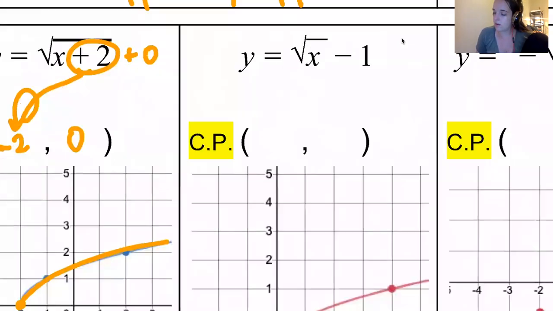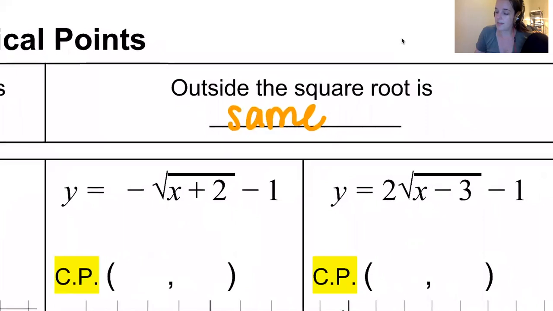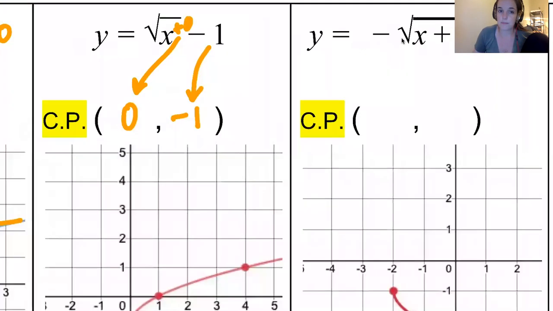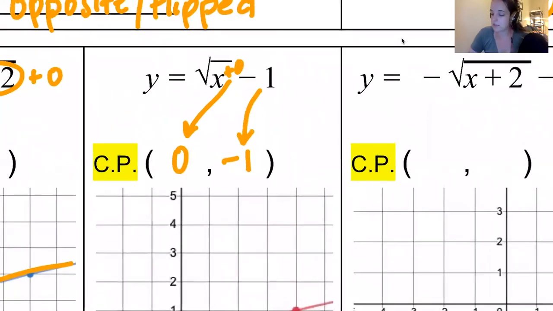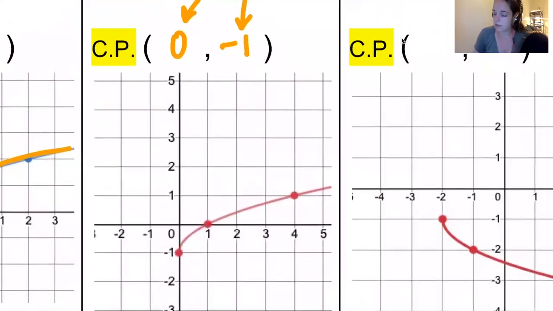From there, we might see a graph that looks like this. So we see that there's nothing inside with x, so it's kind of like +0. So I'm going to put a 0 right here. And then this is -1, so -1 goes straight here, because remember, if it's outside the square root, it stays the same. So since this one's outside, it stays the same at -1. And we can see that happening here. 0, -1 is where our graph starts, and that's where our shooting star takes off.